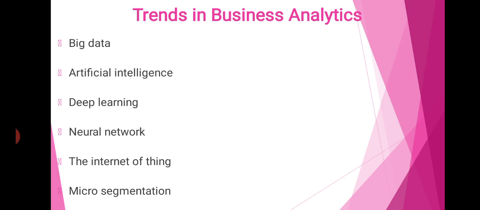Neural network. Neural network means nerves. That means data scientists can now create a brain which has the computing power of thousands of human minds. That is neural network.